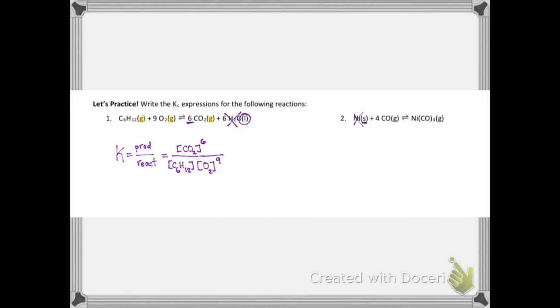Did you realize there was a solid that we didn't have to include? And there you have it. Concentration of products divided by the concentration of reactants. Okay, let's try a problem with some actual numbers in it.